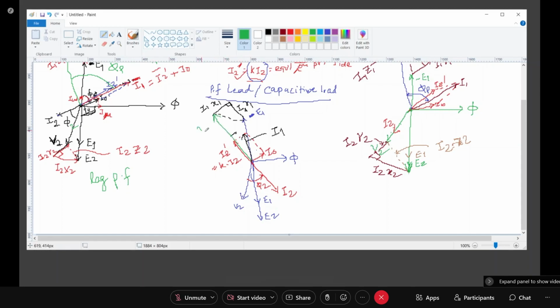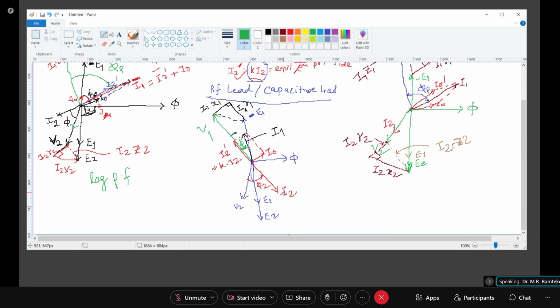So this is my V1, and this will be my phase angle phi, the phase angle on the primary side. Okay, got it. So this is how you can plot. Now here we did it for the primary first, and then now we'll move to the secondary.